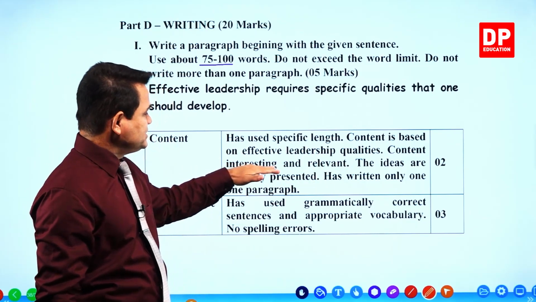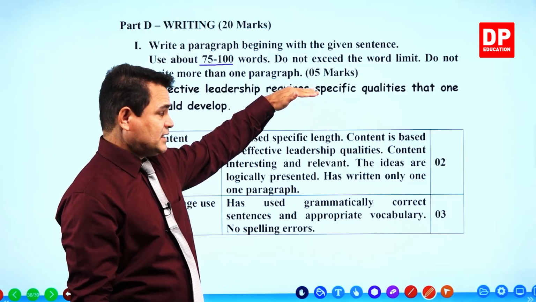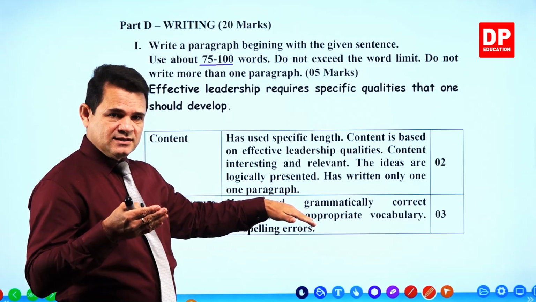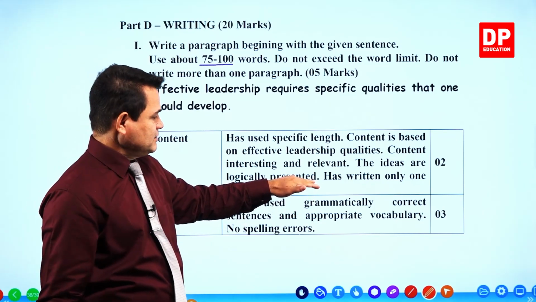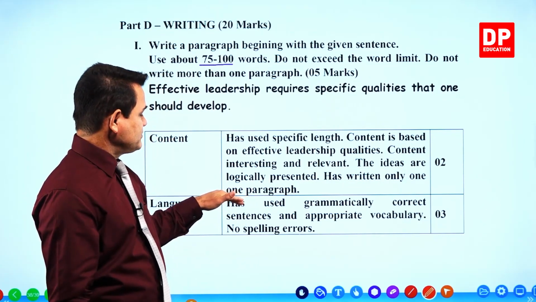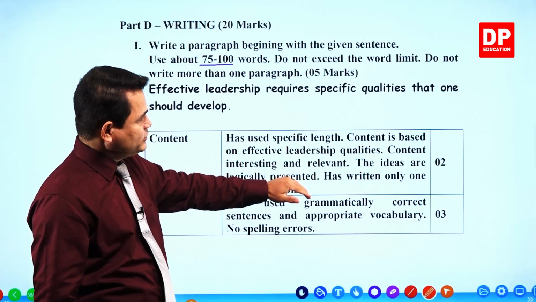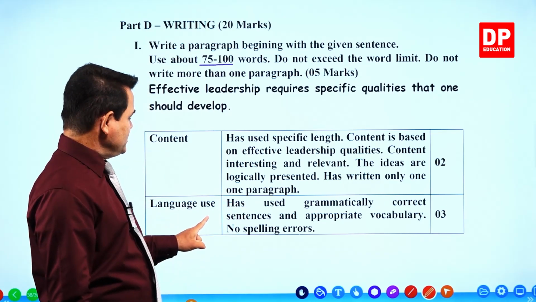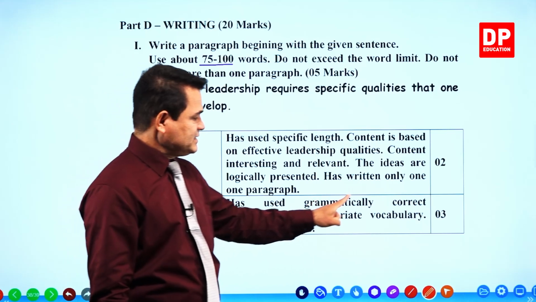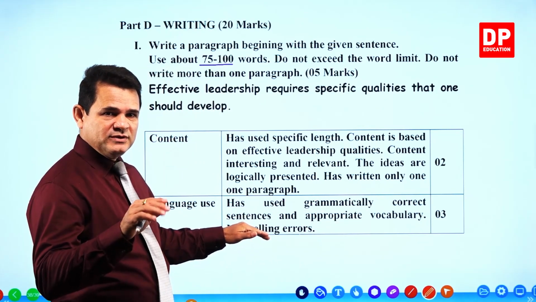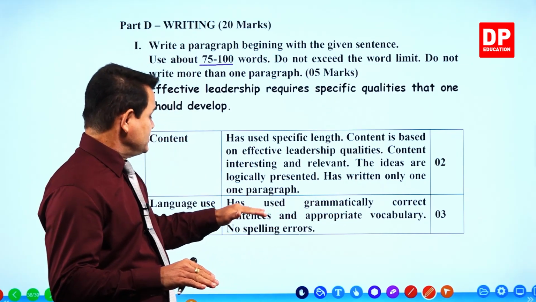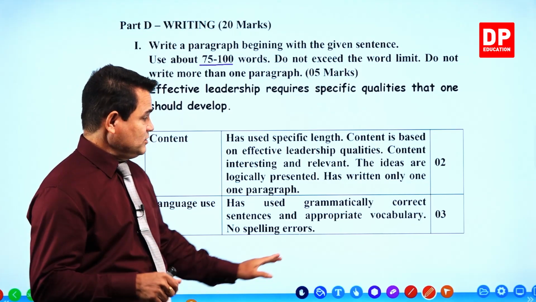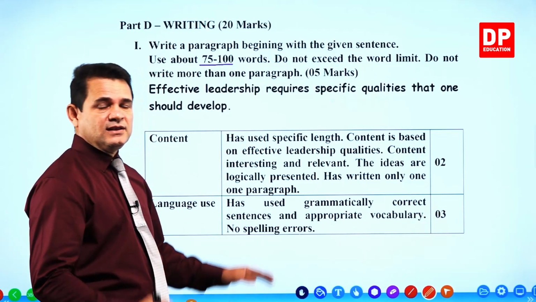Also the content should be interesting and relevant, and the ideas logically presented, the points put forward in a good order. And has written only one paragraph. If you have those qualities, you are going to get 2 marks for that. And the next one, language use: has used grammatically correct sentences, no mistakes in grammar, appropriate vocabulary, and no spelling errors. No spelling errors, no punctuation errors, grammar is okay, then you get 3 marks. So this is how the paragraph should be written.